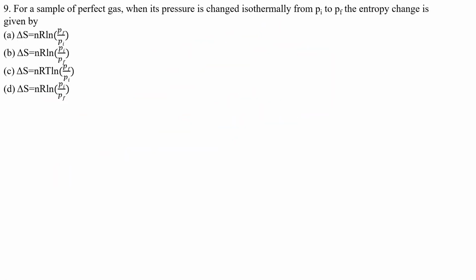Problem number 9 says, for a sample of a perfect gas when its pressure is changed isothermally from Pi to Pf, the entropy change is given by. So, for an isothermal process we know delta S is plus nR ln V final by V initial.